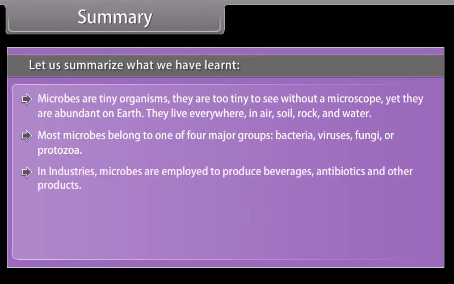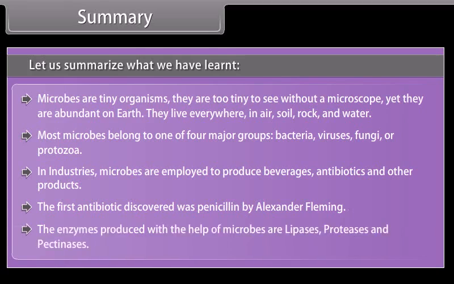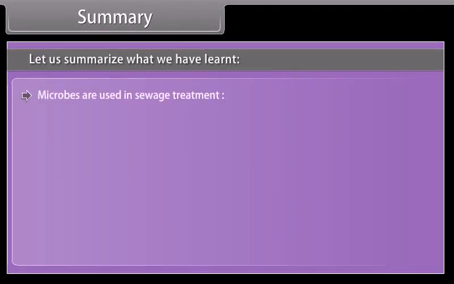In industries, microbes are employed to produce beverages, antibiotics and other products. The first antibiotic discovered was penicillin by Alexander Fleming. The enzymes produced with the help of microbes are lipases, proteases and pectinases. Microbes are used in sewage treatment. Treatment involves two steps. Number 1, primary treatment.